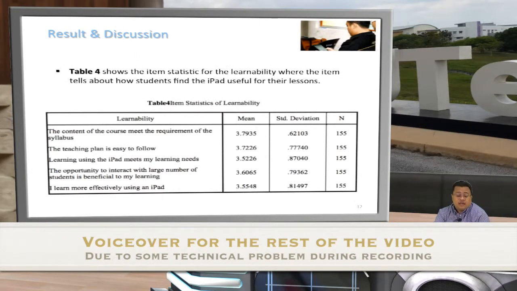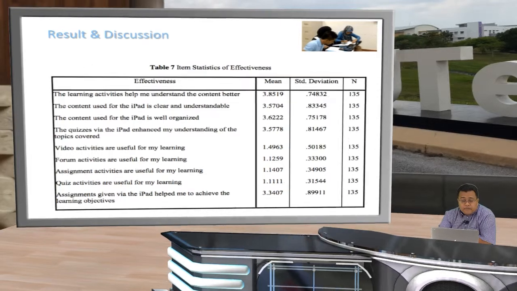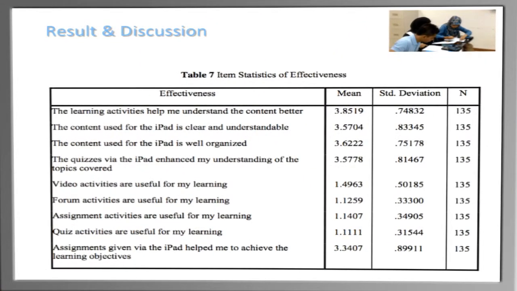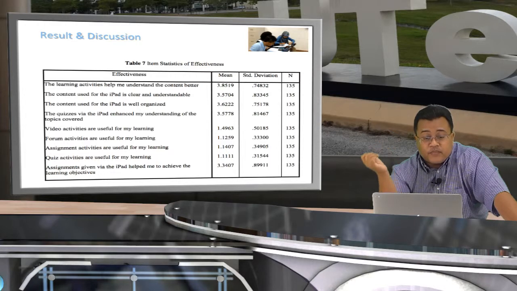So out of 38 questions inside the questionnaire, 5 of them are related to learnability. For example, the first one, the content of the course meets the requirement of the syllabus. And the second table here is to measure the effectiveness. There are 9 questions altogether related to effectiveness. If you refer to our paper, we have compared all 5 elements to get the means, standard deviation, as well as the number of respondents.